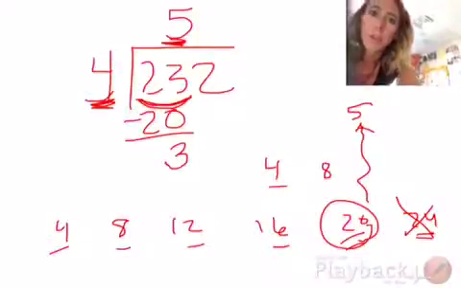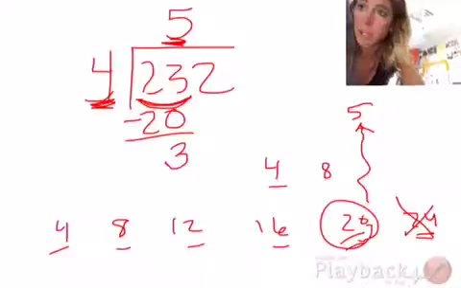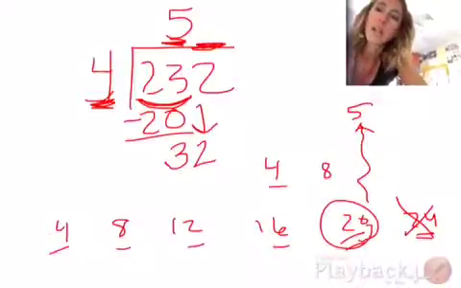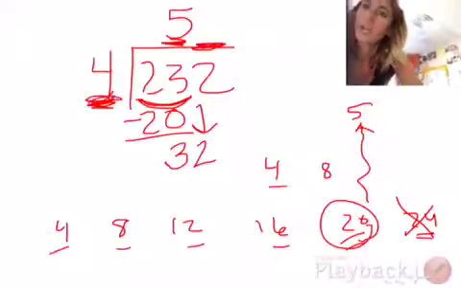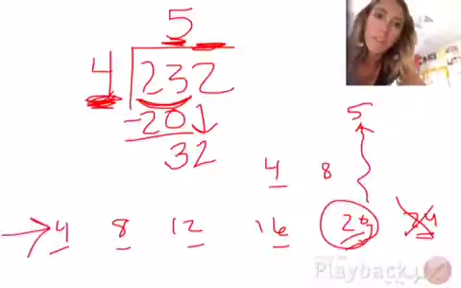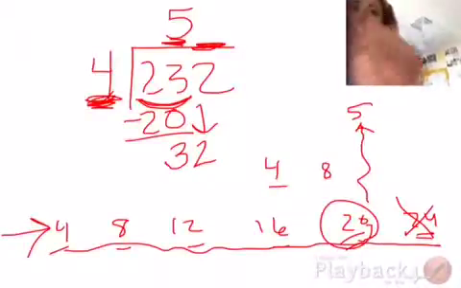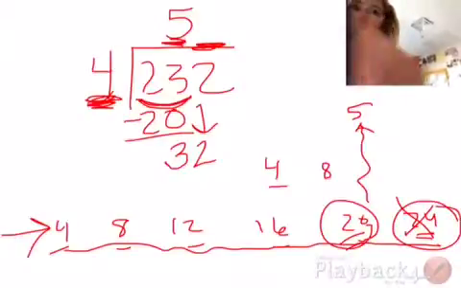Now is that my remainder? That is not my official remainder yet because I notice I still have another digit to find, because there's this 2. I'm going to bring it down. And now I'm going to find how many groups of 4 are in 32. I'm still in that 4 row, and now I'm looking for 32. So I'm going to have to go past 24.